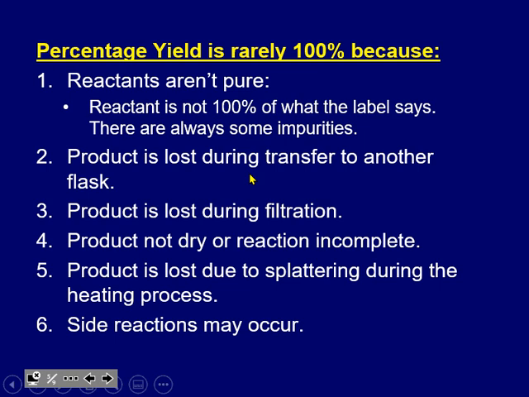Product not dry or reaction incomplete. We could have an incomplete reaction in our experiment. Usually when you filter, the stuff that you catch is all wet, so you have to put it in an oven, carefully not too hot, to dry it out, to get all the water off of it. But even though you think you've got it all, you sometimes end up with some water in there, and so you've actually got too much. If it's a decomposition like ours, and it doesn't completely decompose, this can result.